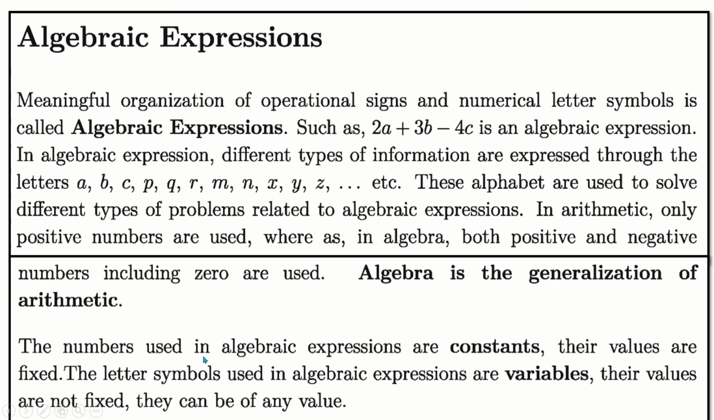The numbers used in algebraic expressions are constants. As for example here 2, 3, 4 are fixed numbers, so these are constants and their values are fixed. The letter symbols used in algebraic expressions are variables. Here A, B, C are variables. Their values are not fixed. They can be of any value. Clear?